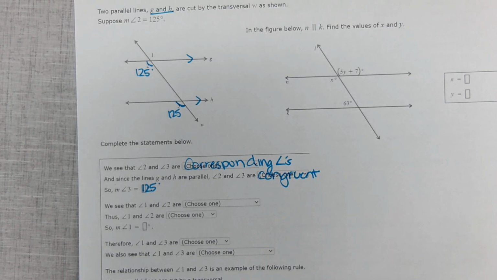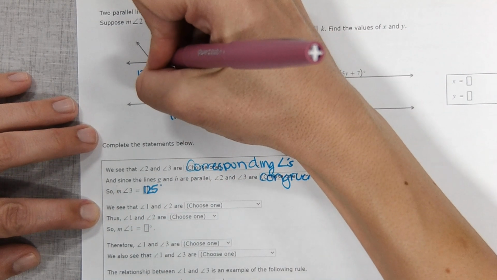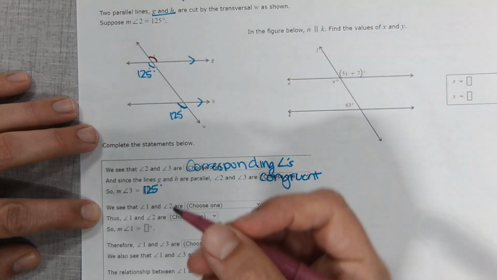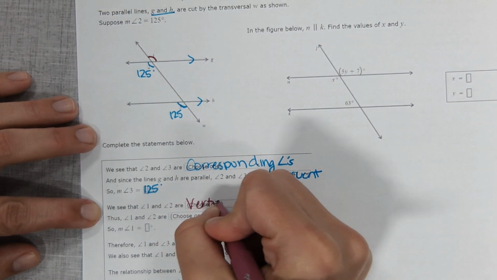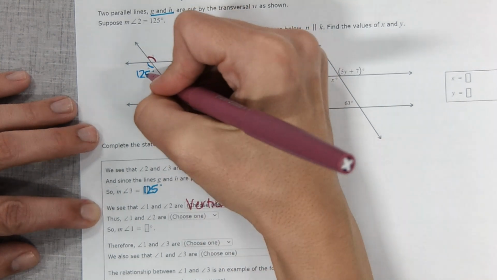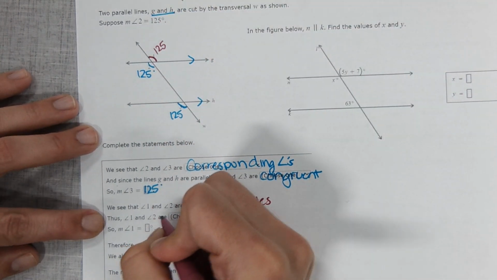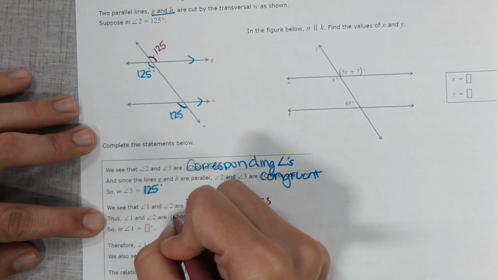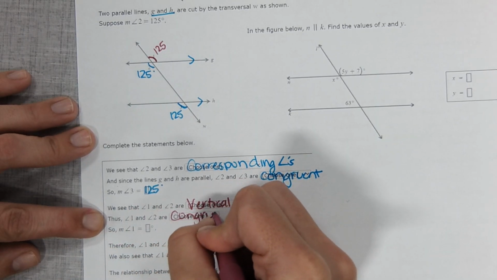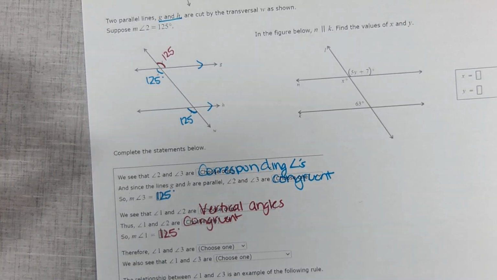Okay, then we see that angle 1 and 2, right here, are vertical angles. Vertical angles are congruent. So if this is 125, this is 125. 1 and 2 are congruent. So the measure of angle 1 must be 125 degrees.